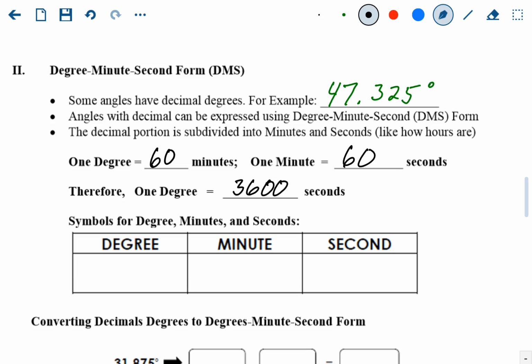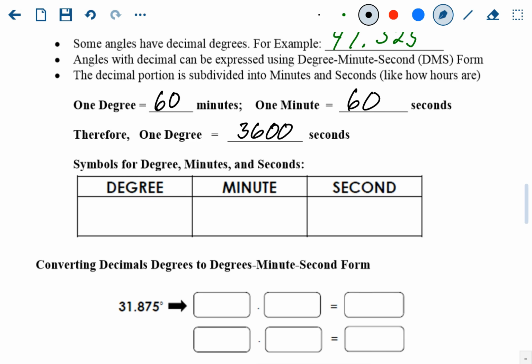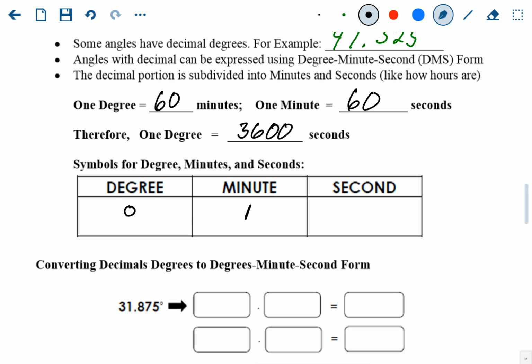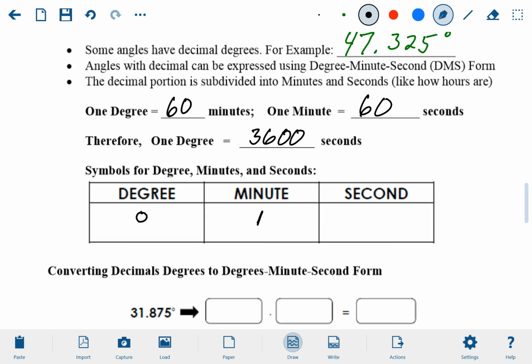The symbols that we use for degrees, minutes, seconds: the degree symbol we already know, it's that raised open circle. A minute gets a single quote, and a second gets a double quote.